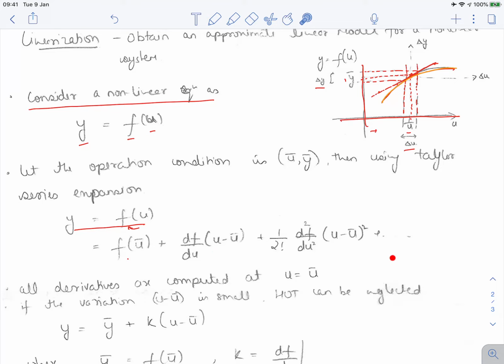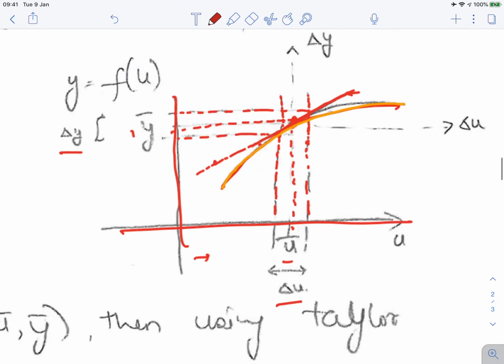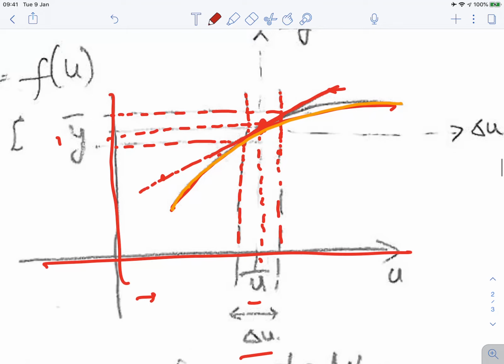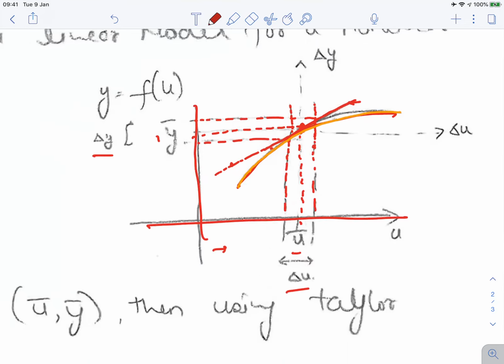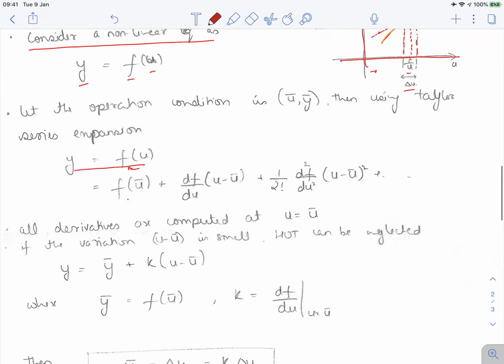Similarly, you would have the higher order derivatives. But as we have seen in the physical significance of this linearization process, the higher order derivatives are of very little significance. So we only go with the first order derivative, right? And all these derivatives, df by du and d square f by du square, are computed at the operating point u is equal to u bar.